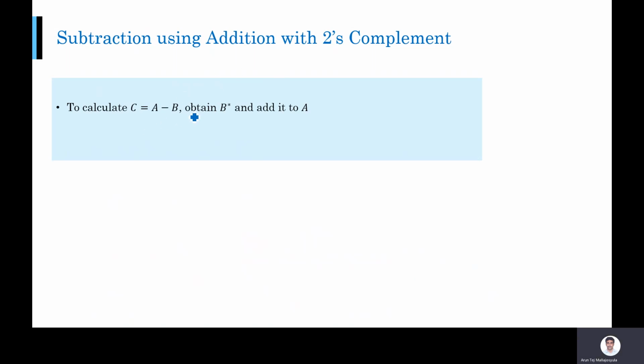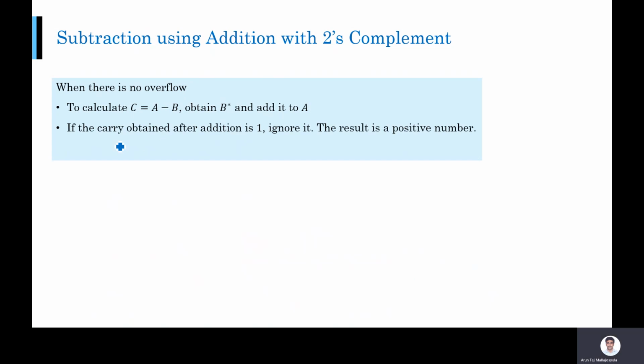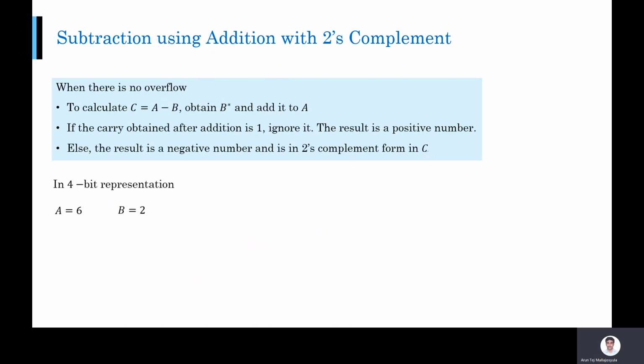To calculate c is equal to a minus b, obtain 2's complement of b and add it to a. Of course, this is when there is no overflow. As I said, we'll come to overflow a little later. If the carry obtained after addition is 1, ignore it. The result is a positive number. You don't need to do end around carry addition. Else the result is a negative number and it is already in the 2's complement form.